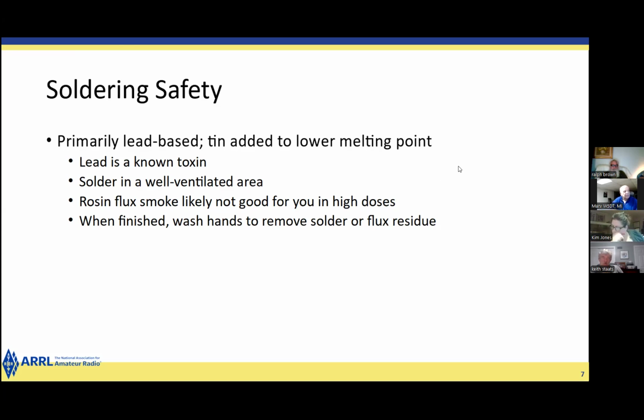If you're using solder, make sure you wash your hands carefully after you've been using it, so that you don't contaminate food or something else, or bring it to your mouth or whatnot.